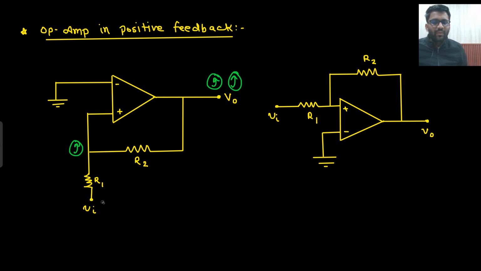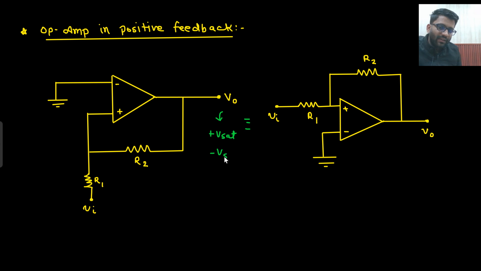So there is a positive feedback, then I know that my output could be either plus Vset or minus Vset. These two circuits are the same. This is just a different way of representing the circuit. So I can only have two outputs. It could be plus Vset or minus Vset. So initially I have to assume a particular output.